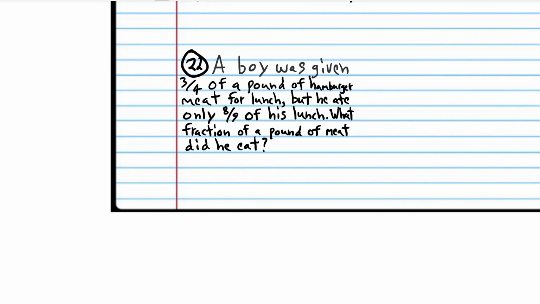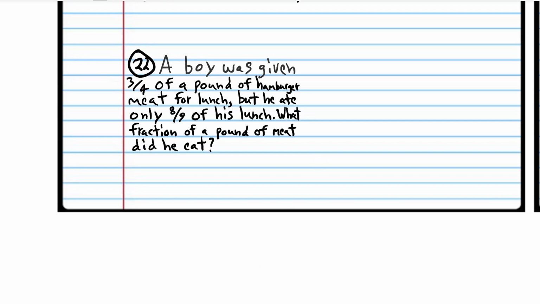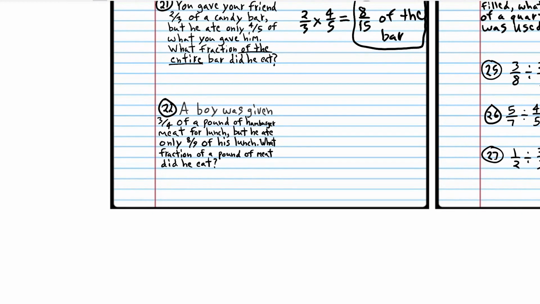A boy was given 3/4 of a pound of hamburger meat for lunch, but he ate only 8/9 of his lunch. What fraction of a pound of meat did he eat? All right, so this is the same thing as the spaghetti problem. A boy was given 3/4 of a pound of hamburger meat for lunch. So that's what he was actually given for lunch, 3/4 of a pound. But he only ate 8/9 of that 3/4. So what we're looking for is what fraction of an entire pound did he actually eat?